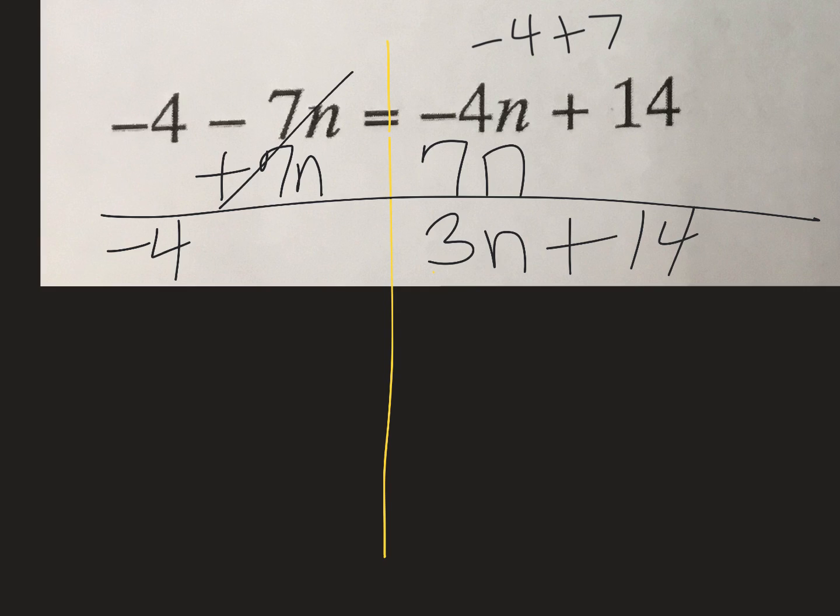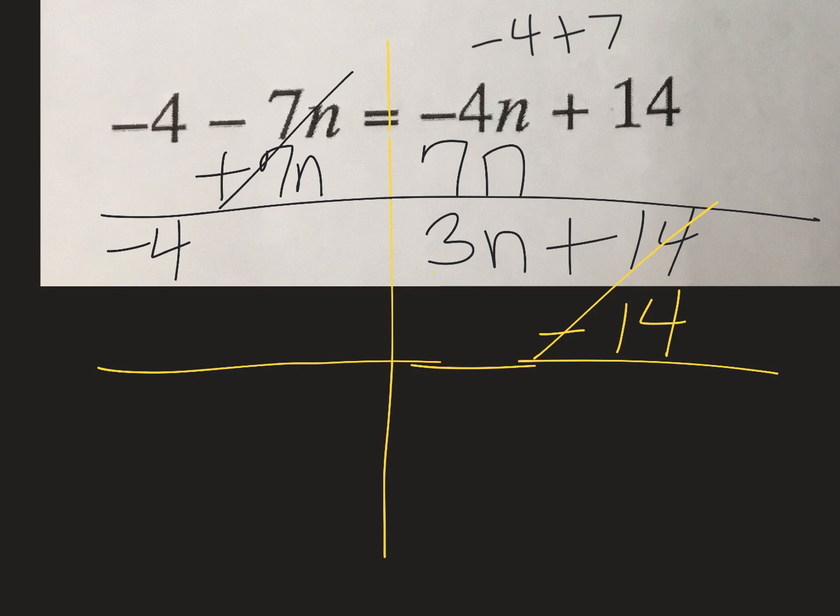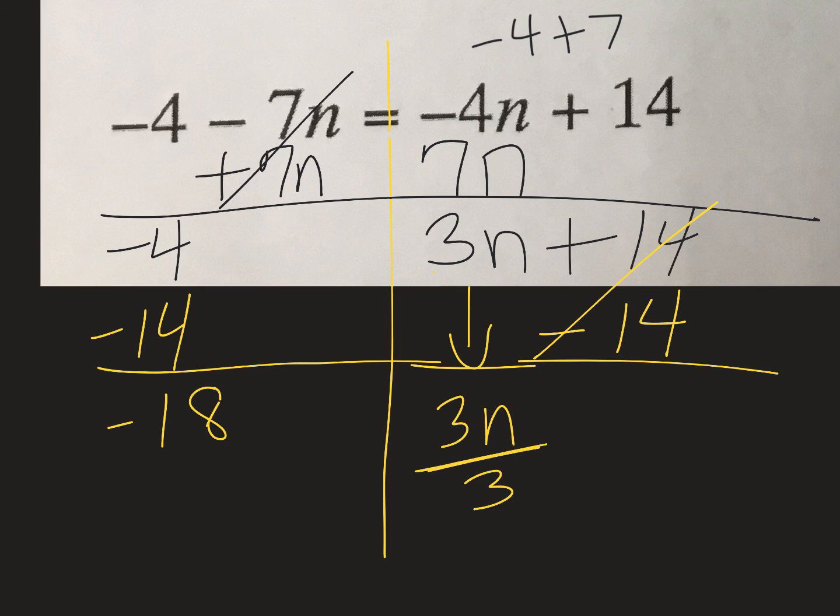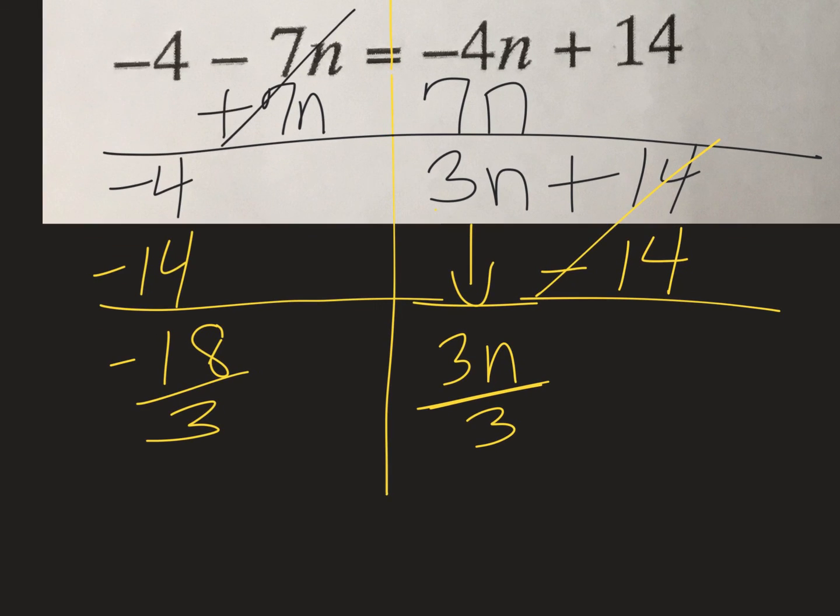I'm going to go ahead and get rid of the plus 14 first, which I'm going to do with a minus 14. So those are going to cancel. I'm going to bring down the 3n. I subtracted 14 from one side, so I'm going to subtract the 14 from the other side. -4 minus 14 is -18. And finally, I'm down to a one-step equation. All I need to do is cancel out that 3, which we've already said we're going to do by dividing both sides by 3. So I've got -6 is equal to n.